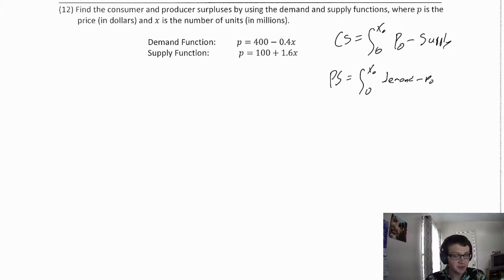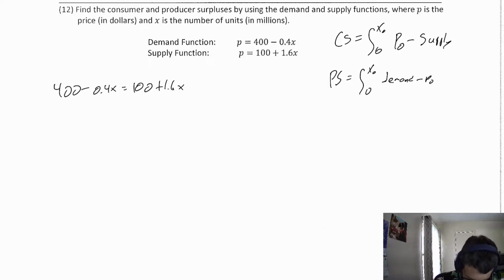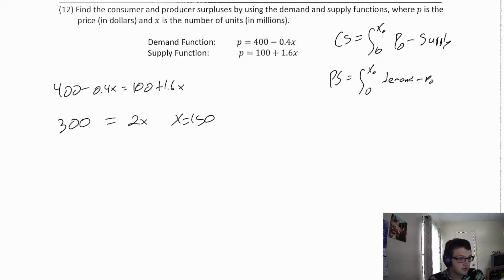So step 1 is we need to find X naught and P naught. And the way we do that is we set the functions equal to each other. Because X naught and P naught, that's the point of equilibrium. It's where supply equals demand. So we set the supply and demand function equal to each other. And we solve. Okay. So if we subtract 100 from both sides, we get 300. And if we add 0.4x to both sides, we get 2x. So 300 equals 2x, so x equals 150.